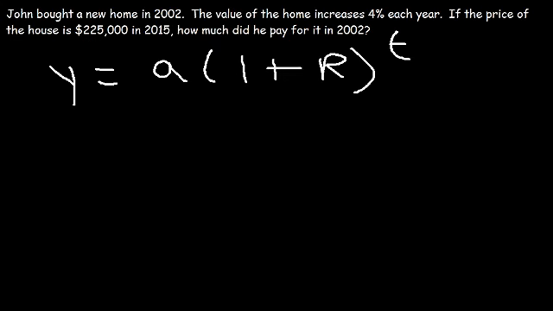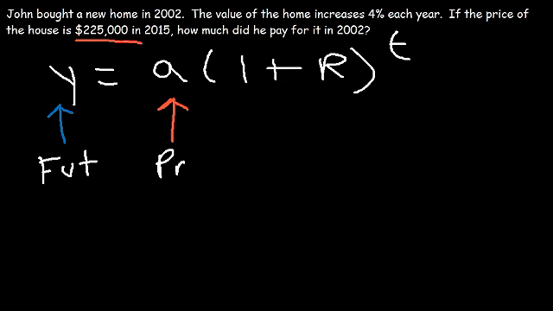Now, what are we looking for in this particular problem? Notice that the 225,000 occurs in 2015. That's the present value. And we're looking for the price of the home in 2002. That's the value in the past. So let's say if a represents the present value, y represents the future value. So I'm going to write PR for present and FUT for future.